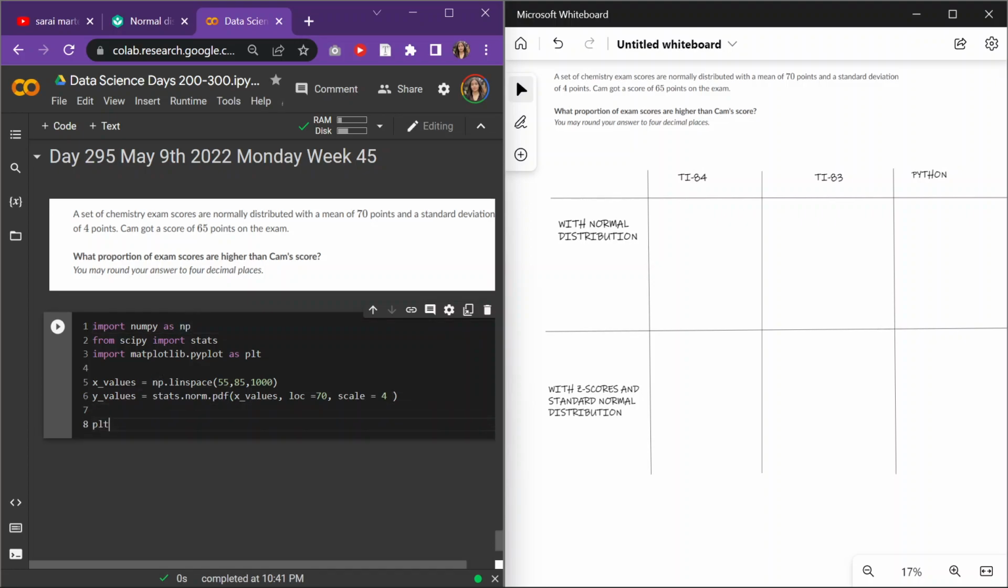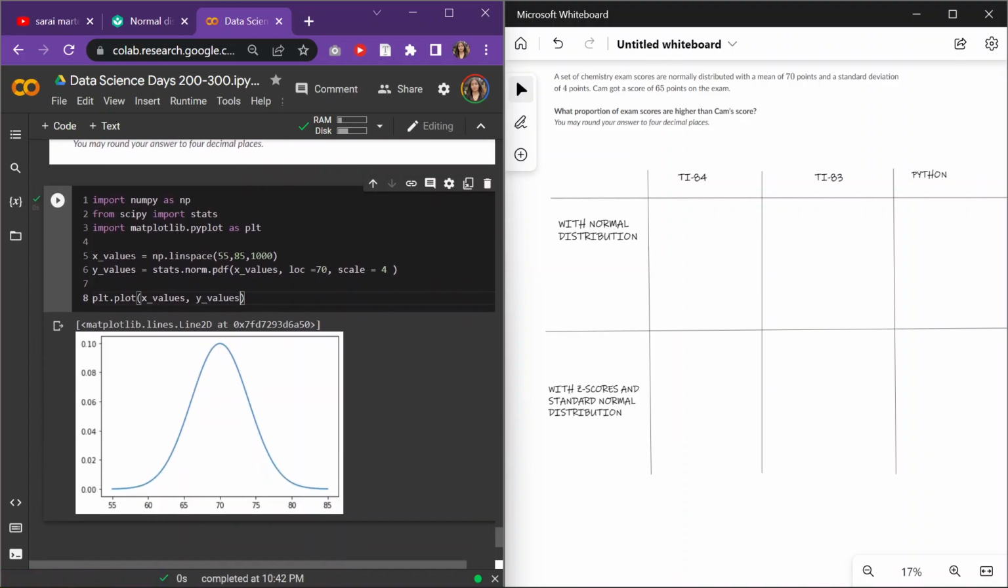Now here's where the fun part comes. We're going to use the matplotlib library, which we imported as plt. So plt dot plot, and we're just going to plot our x values and our y values. If we run that, we should get a normally distributed graph. And that's what it looks like.